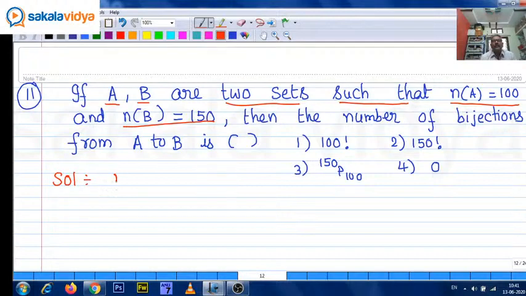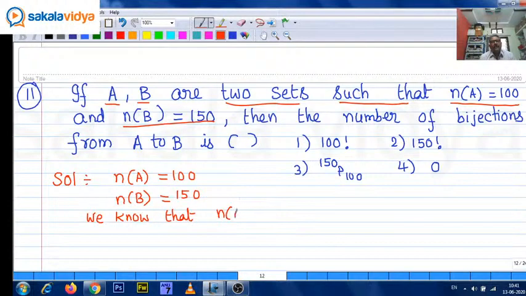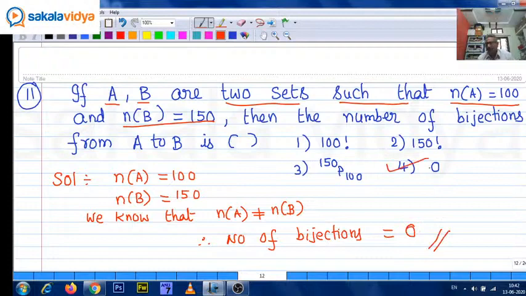Solution: n of A is 100, n of B is equal to 150. Here it's clear that n of A does not equal n of B. Therefore, the number of bijections is 0. So the fourth option is the right option.